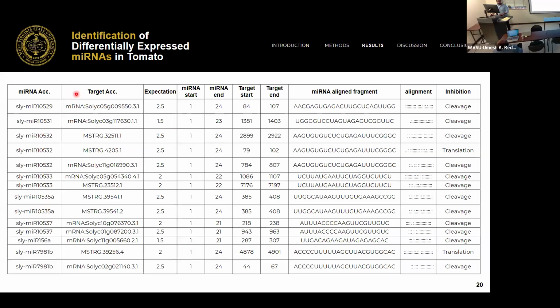This table shows the miRNAs and their targeted genes among the long non-coding RNAs, along with other attributes such as expectation score and alignment. That tells us whether the miRNA will cleave the mRNA or hold its translational machinery. Either it will cleave, or it will not allow the mRNA to translate and code for a protein.